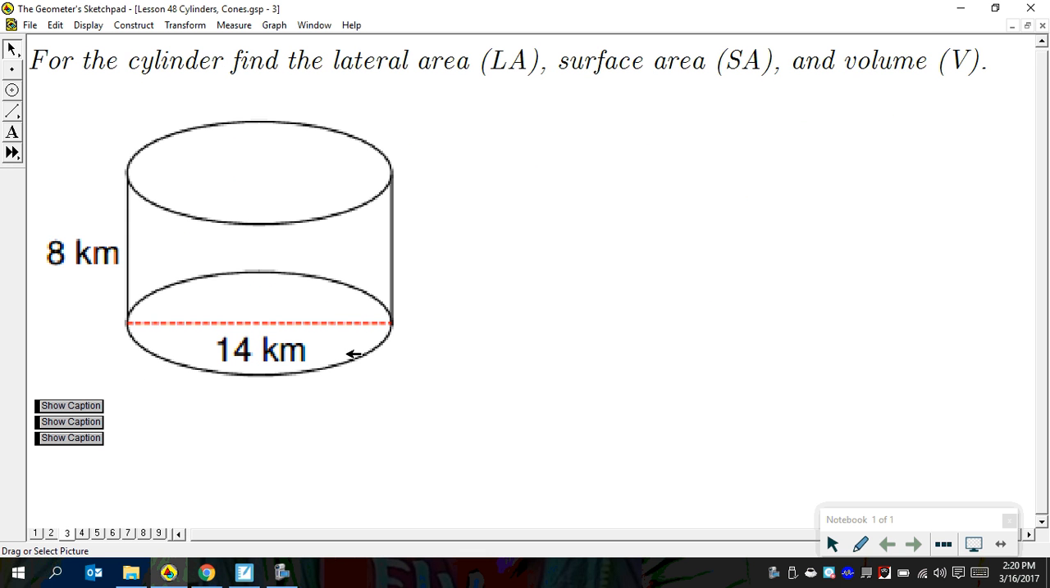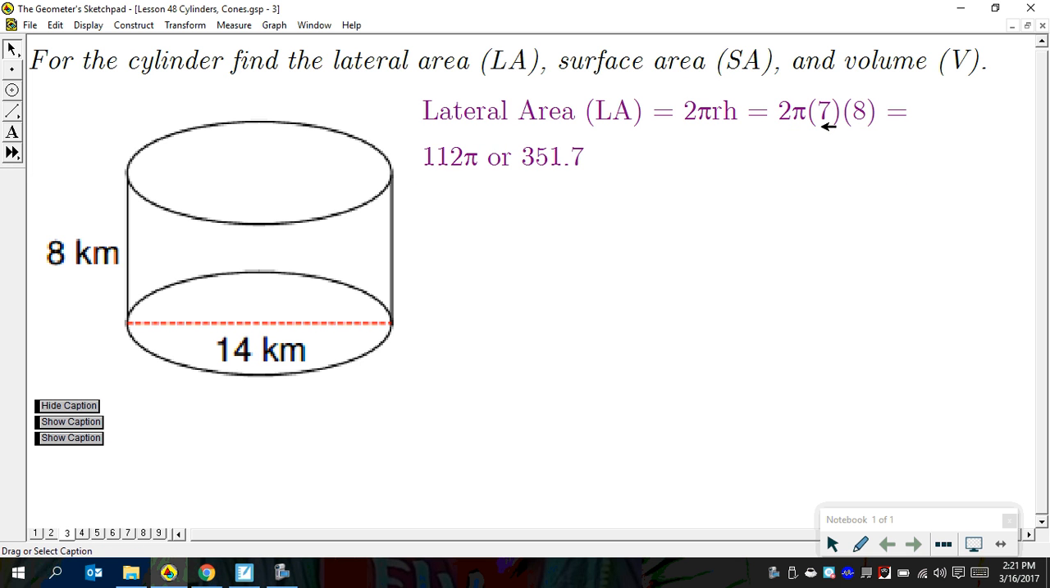So let's do another one. This one is just a little bit tricky because right here I have the diameter of the base, and I need the radius. So my radius is half the diameter, which is going to be 7. So when I'm trying to find the lateral area, I'm plugging in 7 for the radius and 8 for the height. And this is what I get.